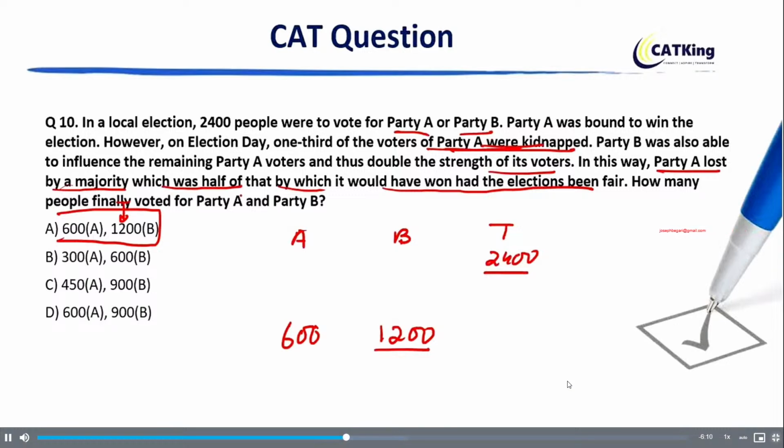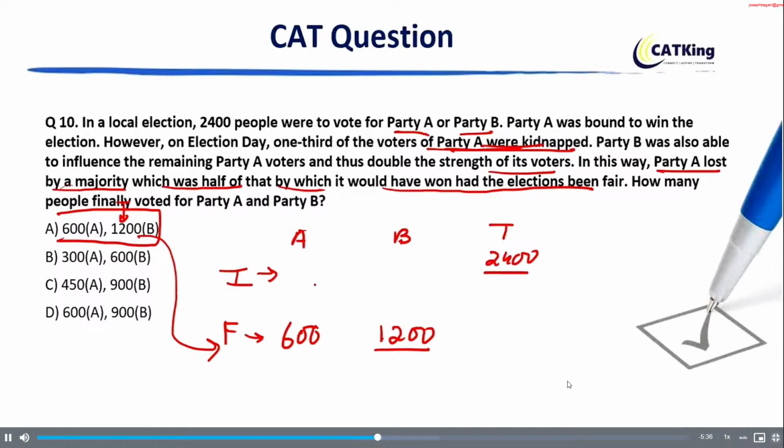I am just now calculating the initial values. This is the final values that actually voted. I am calculating what would have been the initial values. Okay. Cool. This is given to me as a final value, guys. And some members were kidnapped, right? So when it is given that 1/3 of the party A members were kidnapped, so I can say that 1/3 of the votes of A, right? So 1/3 of the votes of A is equal to 600, correct?